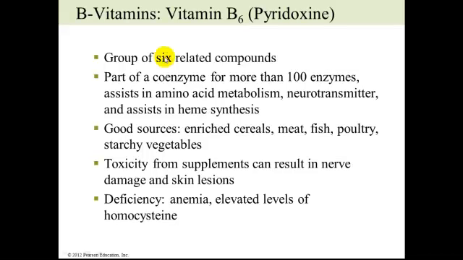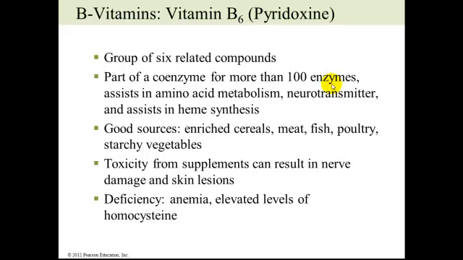This is actually 6 related compounds, and this is part of coenzymes that can function for more than 100 different enzymes. Right? So this coenzyme can interact with over 100 different enzymes, so it's really going to have very widespread effects. Everything from amino acid metabolism, neurotransmitter synthesis. Neurotransmitters are very important chemicals which allow for communication between neurons as part of cognitive function and normal brain activity. The vitamin B6s are important in carbohydrate metabolism.